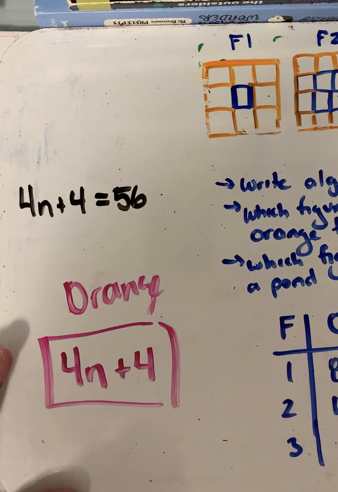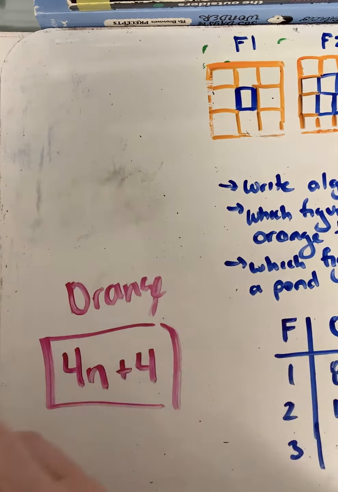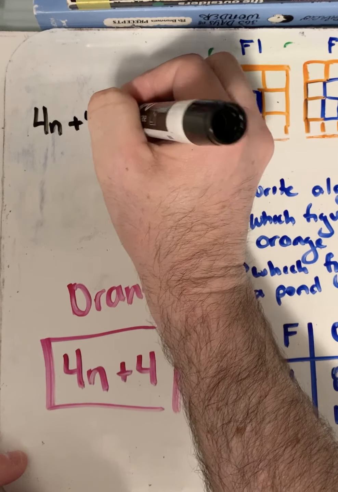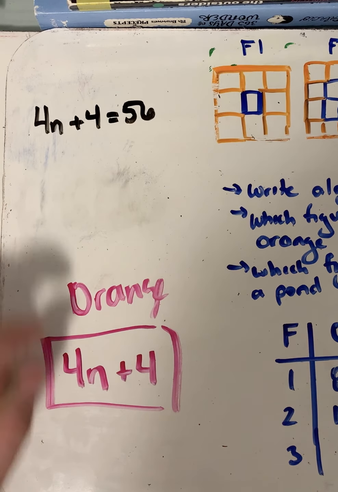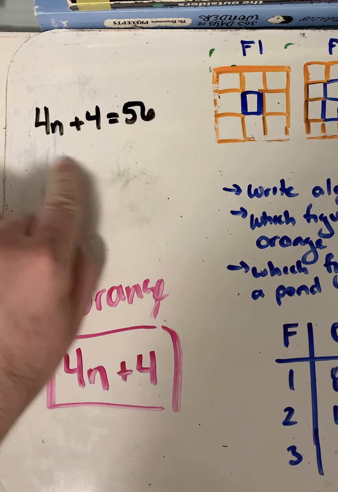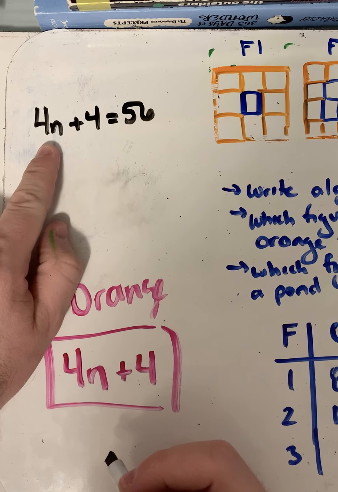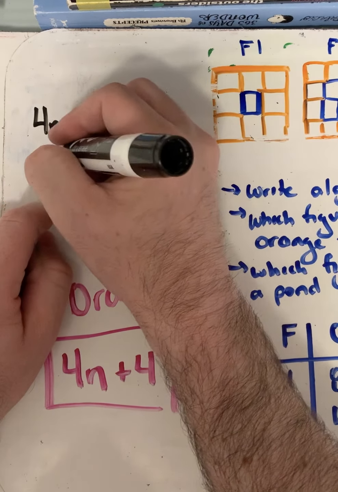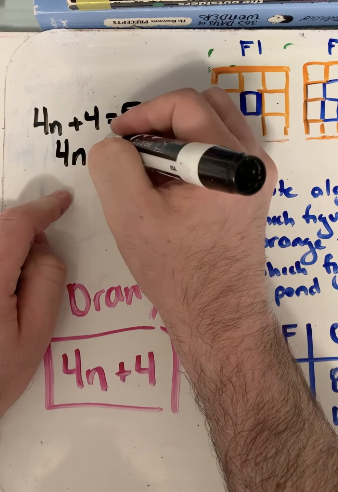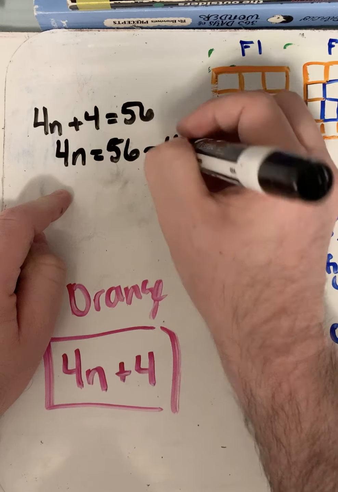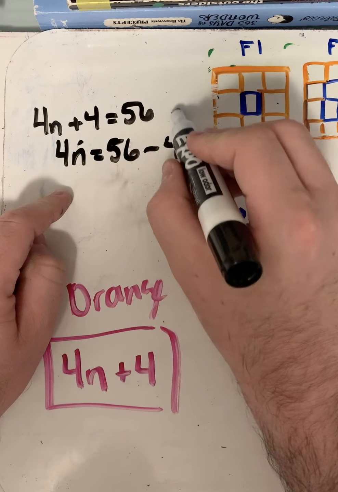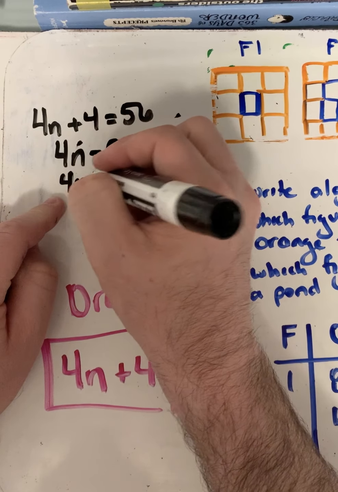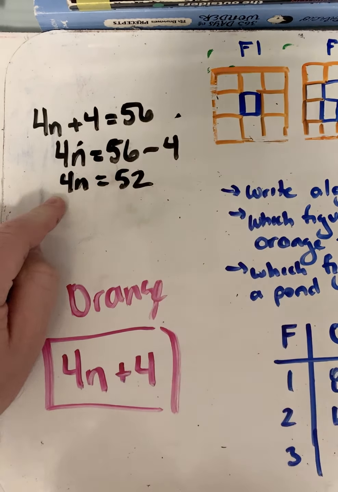Now I'm just going to move this up a little bit, sorry guys, so we have a little bit more space to work. 4n plus 4 equals 56. Because we know it's an equation, we can now solve it. The first thing we need to do is isolate this variable by removing this. So our next line will look like 4n equals 56 minus 4, because we're taking this positive 4 and bringing it over to the other side. So 4n should equal 52.